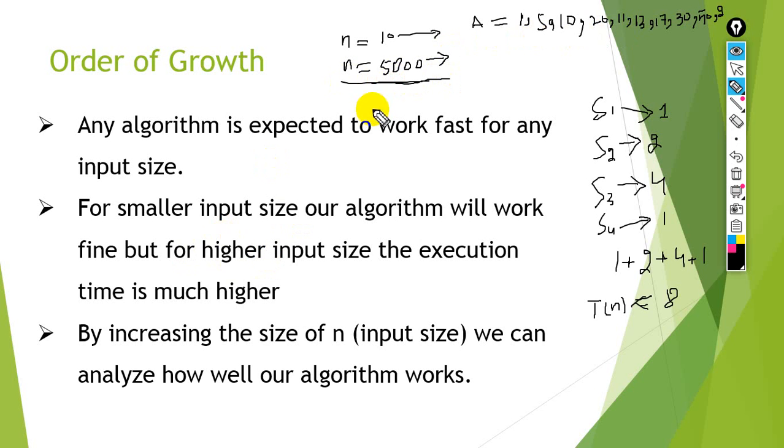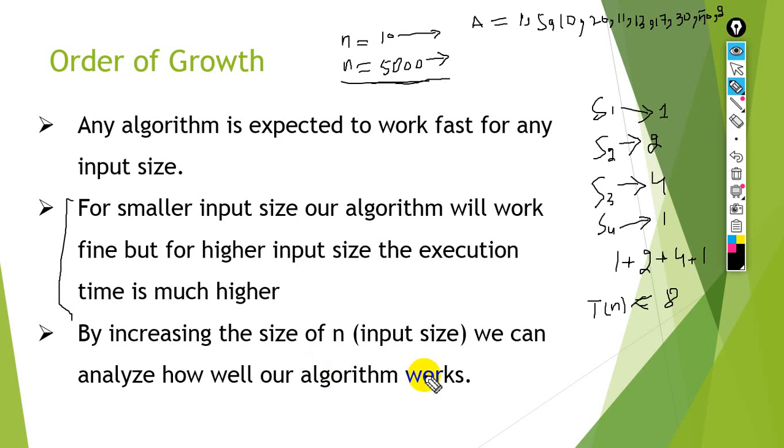So it means that the algorithm which has input size equal to 10 will execute faster as compared to input size equal to 5000. So the meaning of this sentence was this. Okay, next, by increasing the size of input, we can analyze how well our algorithm works.